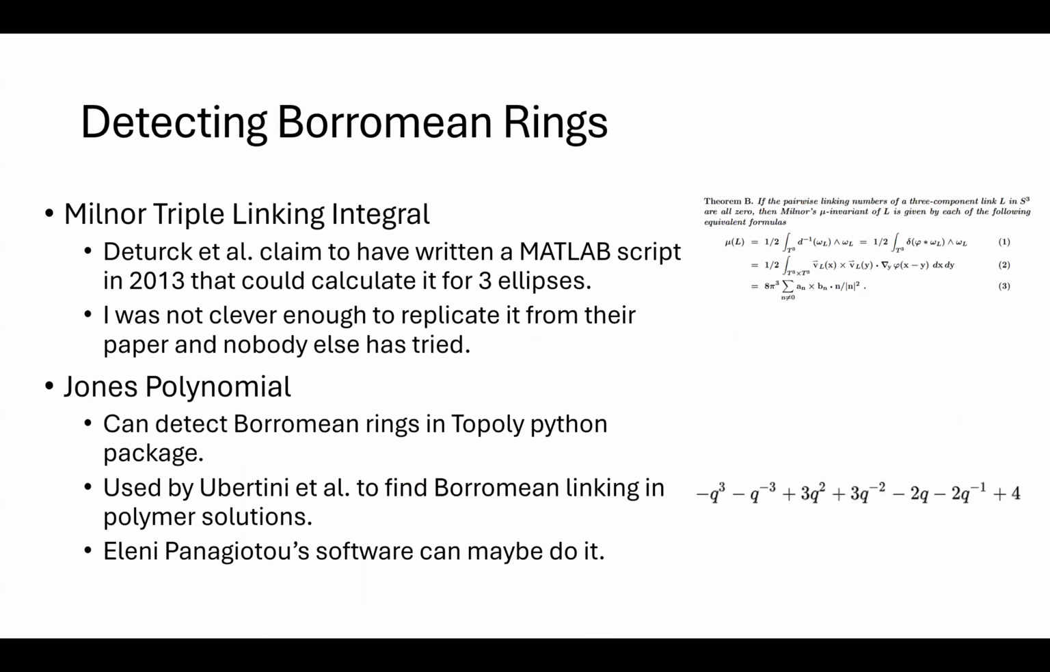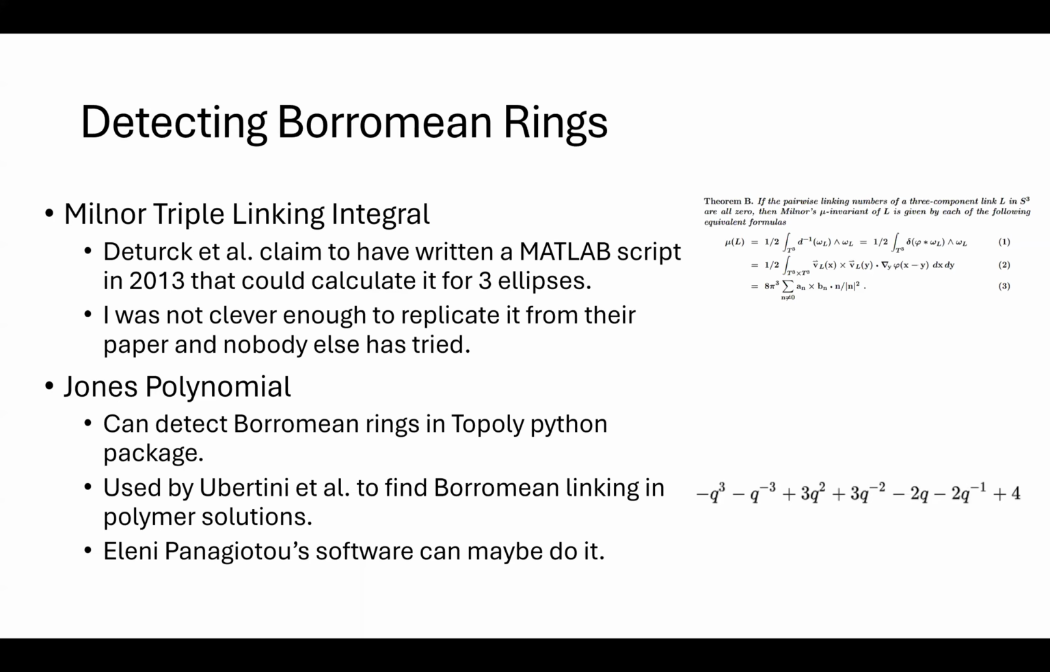So the challenge is that you can't use the Gauss linking integral to detect Borromean rings. There are a few other things that in principle can do that. The extension of the Gauss integral to more loops is called the Milnor triple integral. A lot of people prove that this works, but not a lot of people, perhaps 0 people, have made an algorithm that can actually do this. There was a group about 12 years ago that claimed they could, but I have not been able to replicate their paper and nobody else has tried.